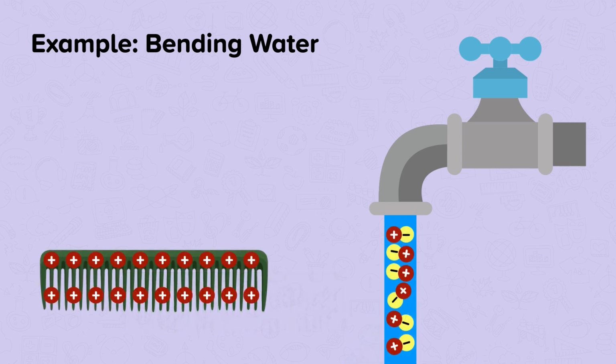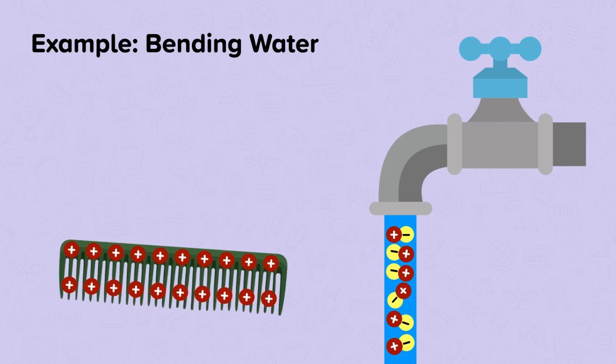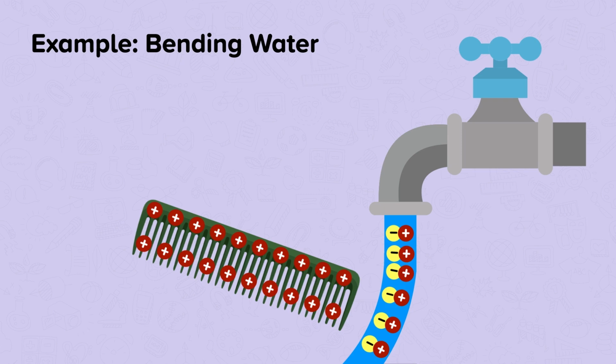The comb carries a positive static charge. The water is neutral and contains an equal number of positive and negative charges. When the comb moves towards the water, the charge in the water is redistributed and a charge is induced on the surface of the water. The negative charges are attracted to the positive static charges on the comb, and the positive charges in the water are repelled. As a result, the water appears to bend towards the comb.